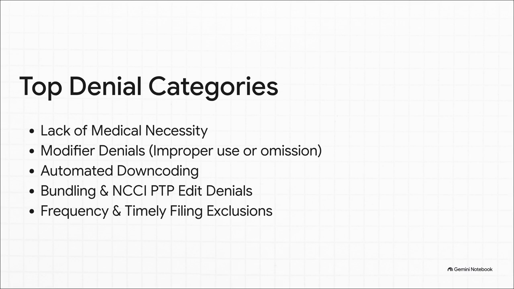Modifier denials are also rampant, especially the improper use of modifier 25 for a separate E&M service on the same day as a procedure. We also see a lot of automated downcoding, bundling conflicts caught by NCCI edits, and honestly, just missing timely filing deadlines.